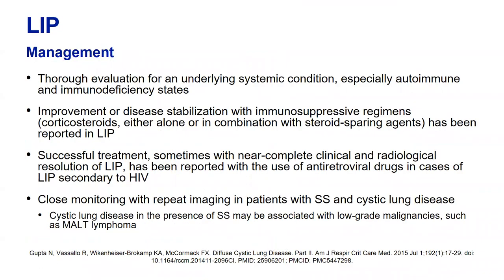So your management is really going to be based on your underlying etiology. Whatever that autoimmune or immunodeficient state is, that's really what you want to target for these patients. And again, especially with those that have Sjögren's syndrome, you really want to be vigilant for them developing a lymphoproliferative-like disorder like MALT lymphoma.